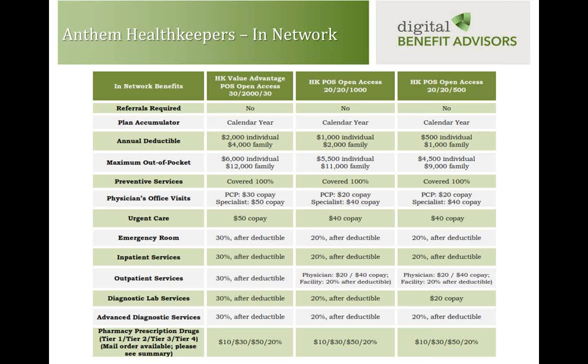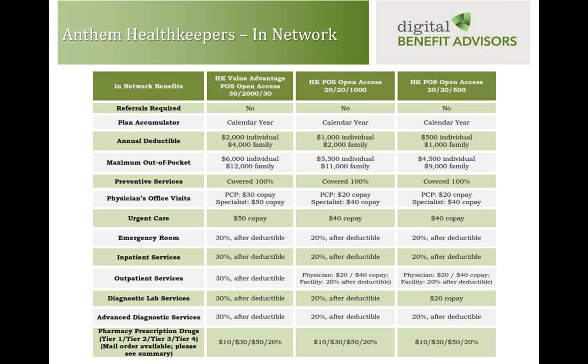So again, even though that maximum out of pocket is not vastly different from the $2,000 deductible plan, you'll notice that you're going to get there a little bit slower because your deductible is lower and your coinsurance is lower. Okay.